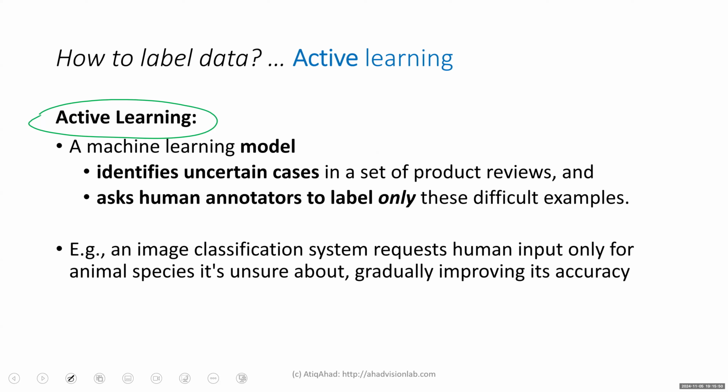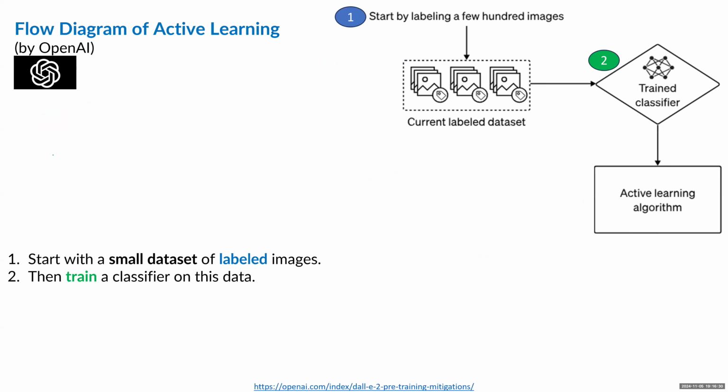It's a machine learning model that identifies uncertain cases, say in a set of product reviews, and asks human annotators to label only these difficult examples. For example, an image classification system requests human input only for animal species it's unsure about. So the active learning model is annotating, and it's saying that for some animals, I don't know, or the weight is low, I'm not strong enough to make a decision, so can you help me? And through this manner it gradually improves its accuracy.